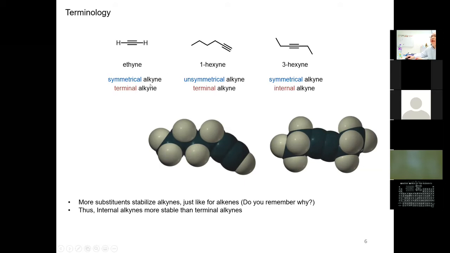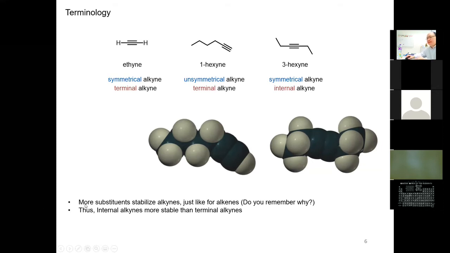Also, if one of the substituents is an H, like these first two cases, we call it a terminal alkyne, because apparently the triple bond is at the terminal. And if neither substituent is hydrogen, then we call it an internal alkyne, because the triple bond is inside of the chain. There's no H at all. So the shapes would look like this: terminal alkyne with an H, internal alkyne without an H.